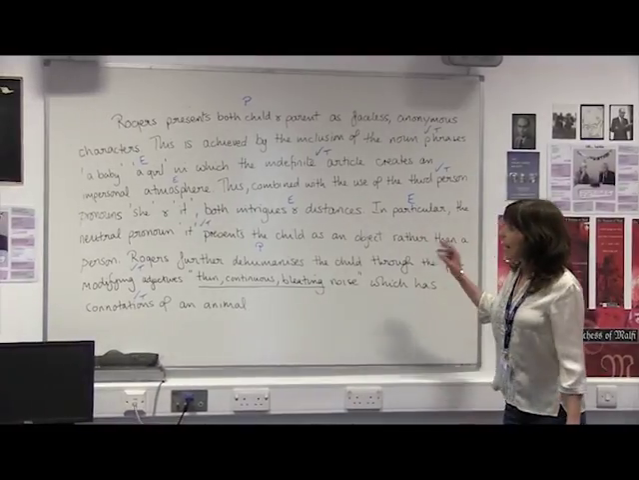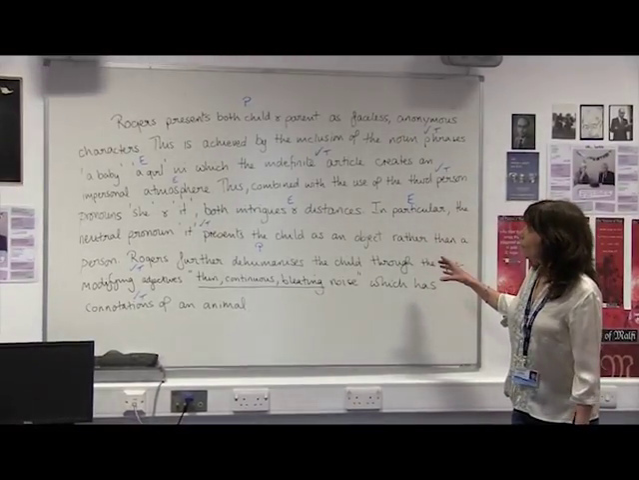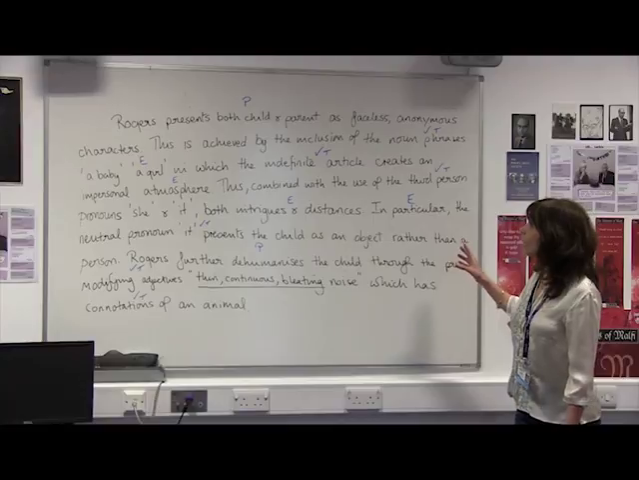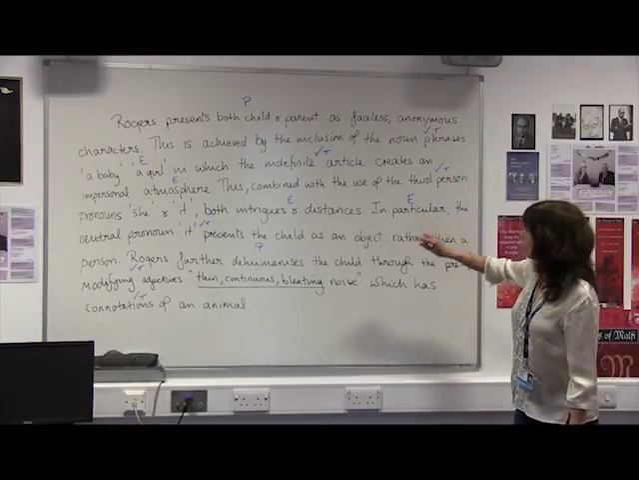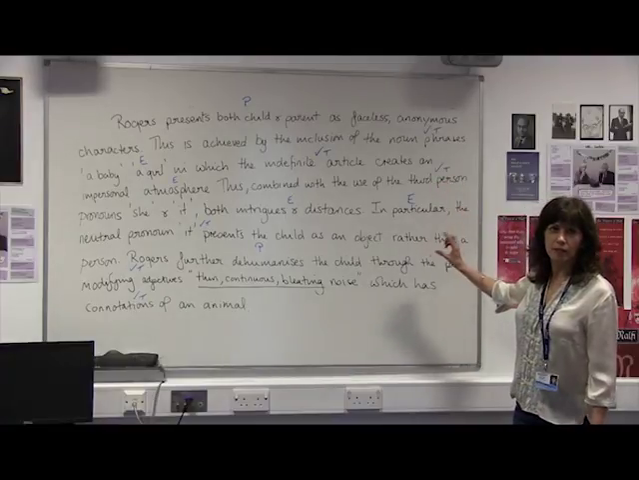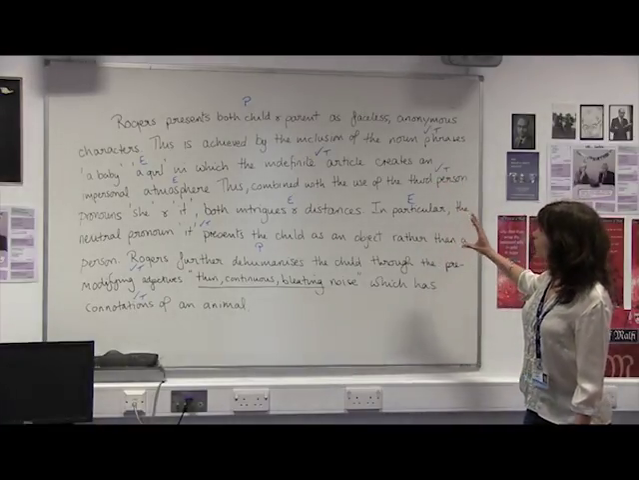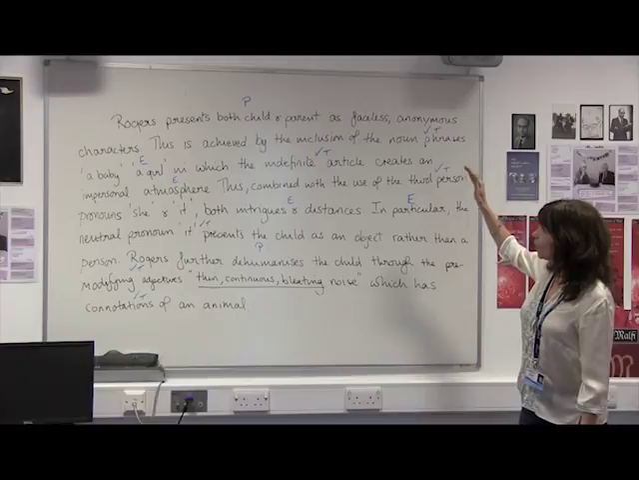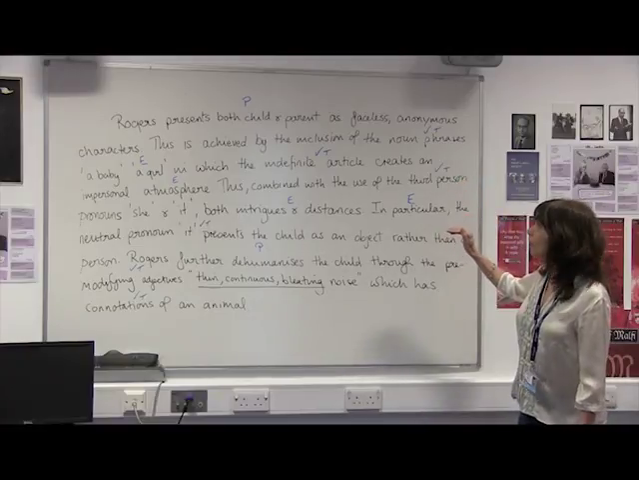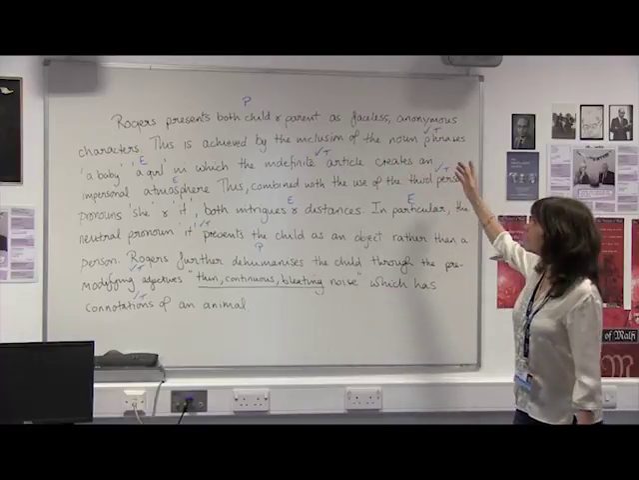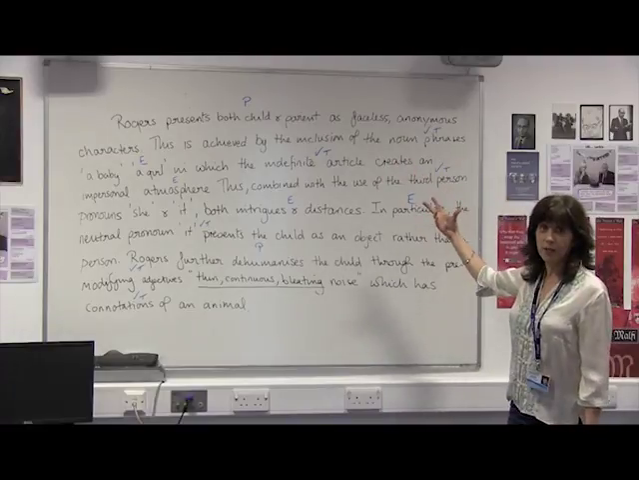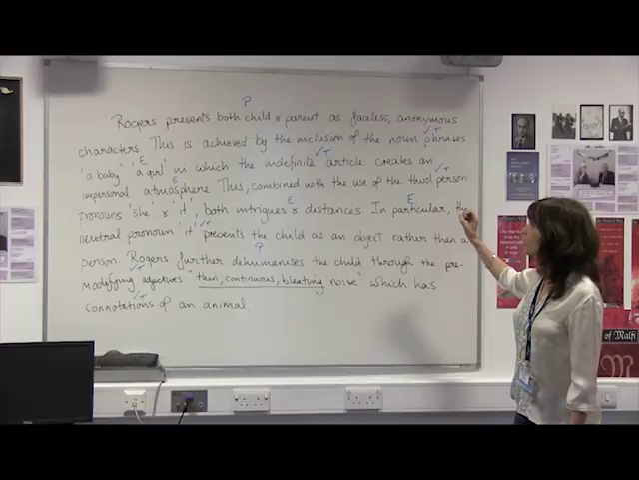here we've got an AS student's response to the same extract. I'm going to take you through why I've put the letters and the ticks that I've put in the places I've put them. So first of all, if we go through the point, example, explanation structure. Here we've got Rogers presents both child and parent as faceless, anonymous characters. A clear point there with some nice use of terminology.